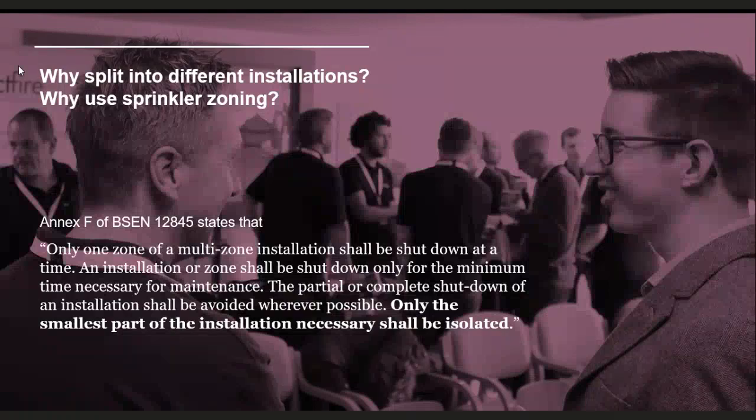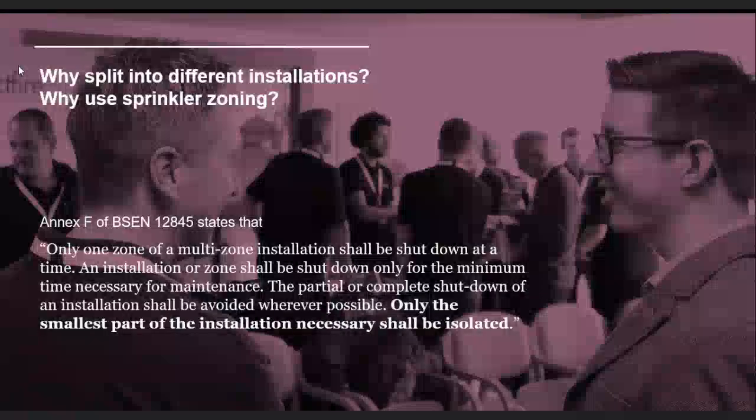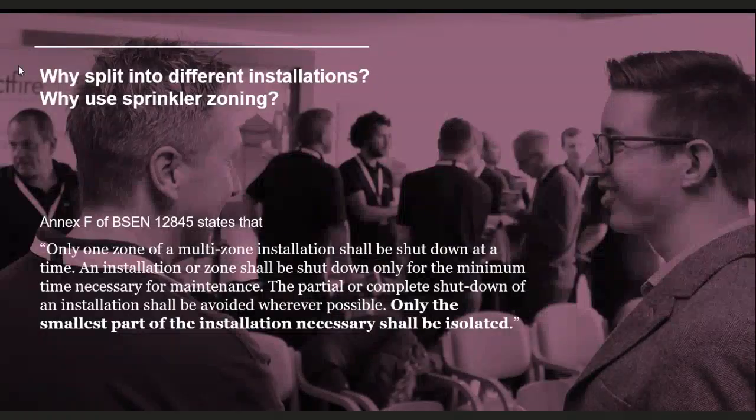What I should say is that all of this information is looking at industrial and commercial sprinklers that are under 12845. We do have sprinkler installations and zones under residential and domestic, but it's a different world really. So I'll do a separate presentation on that, because I'm running out of time on this one. So there'll be a separate presentation looking at residential and domestic.